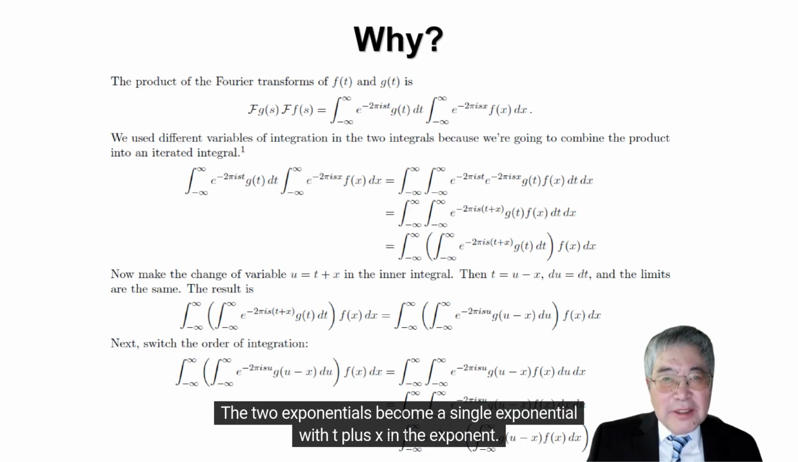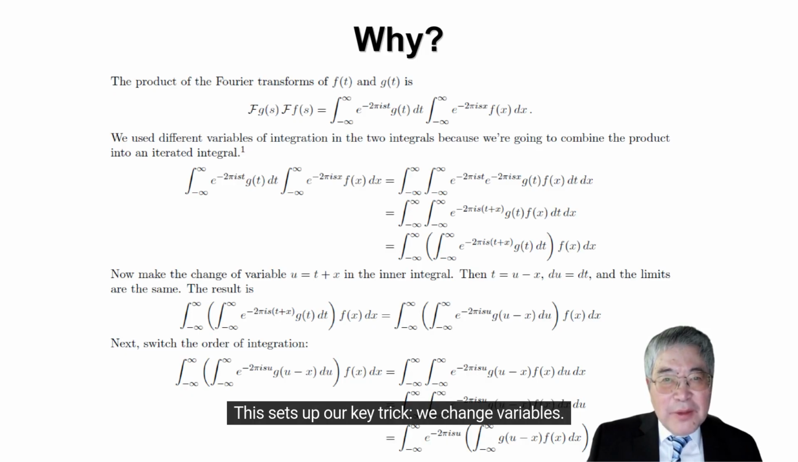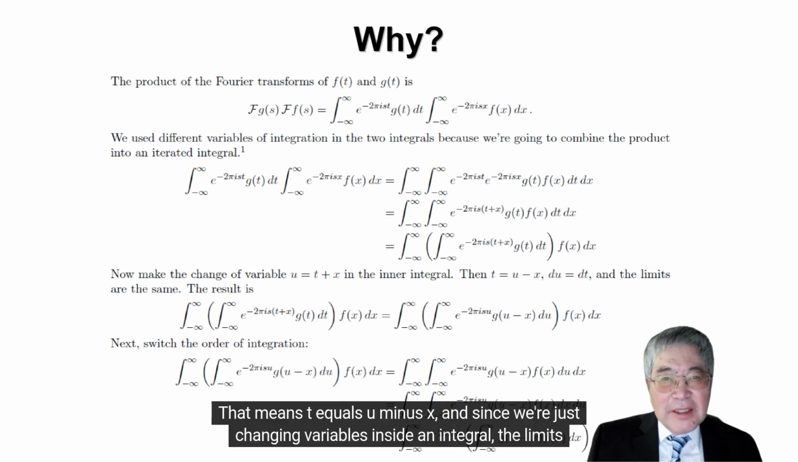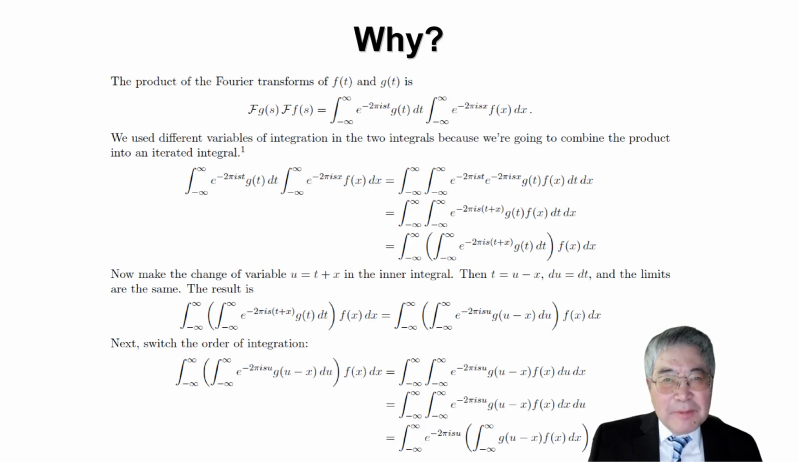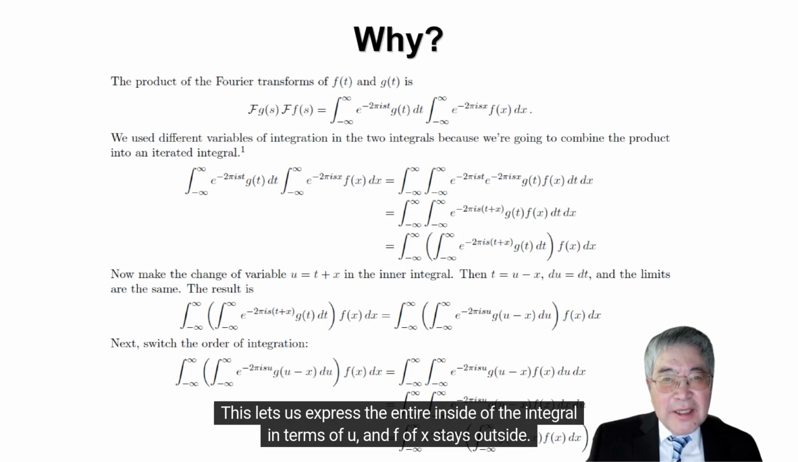The two exponentials become a single exponential with t plus x in the exponent. This sets up our key trick. We change variables. In the inner integral, let's say u equals t plus x. That means t equals u minus x, and since we're just changing variables inside an integral, the limits stay the same. So now what used to be g of t becomes g of u minus x, and the exponential becomes a function of u.